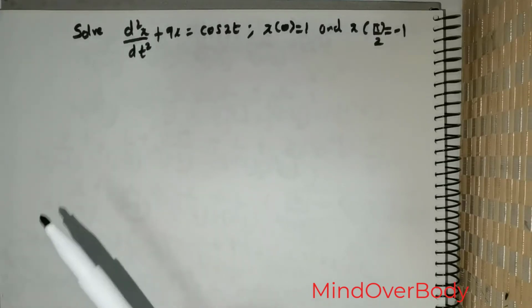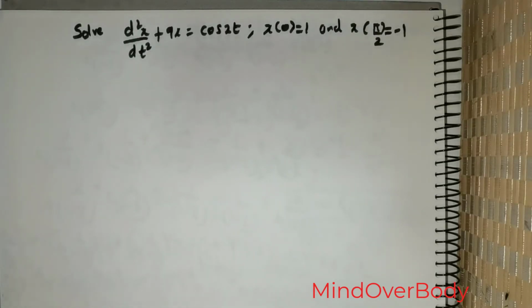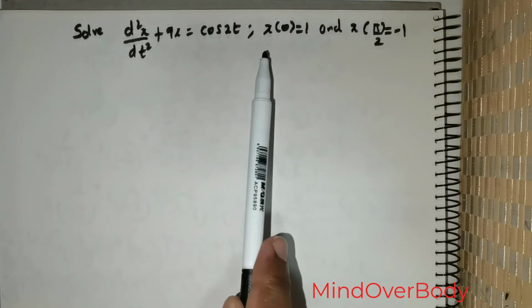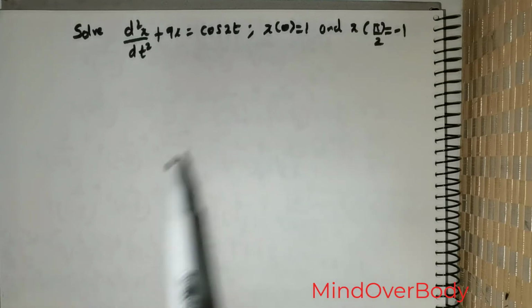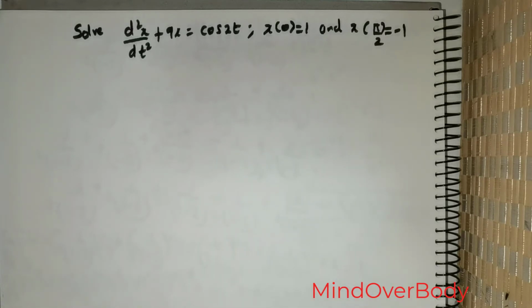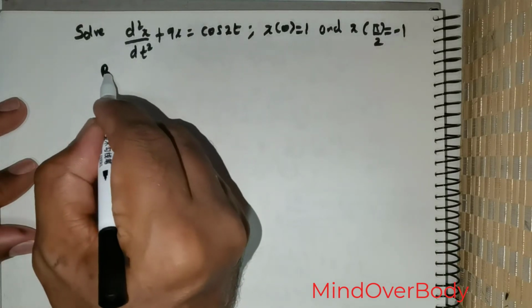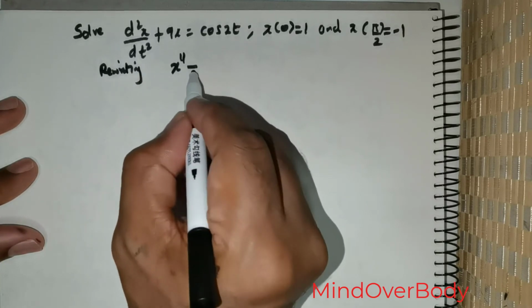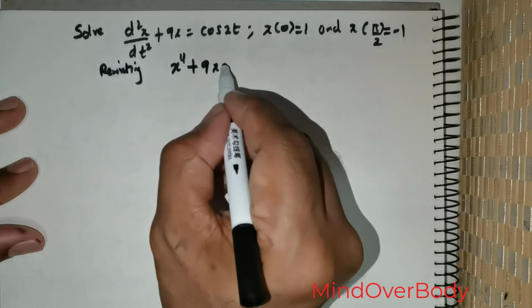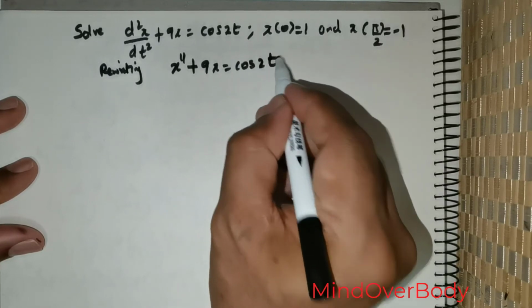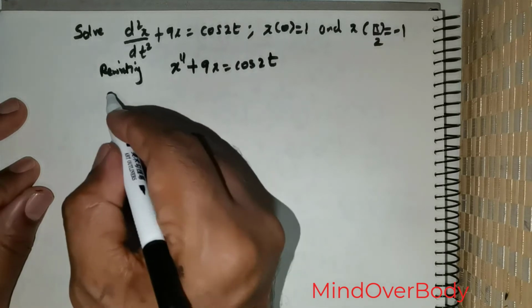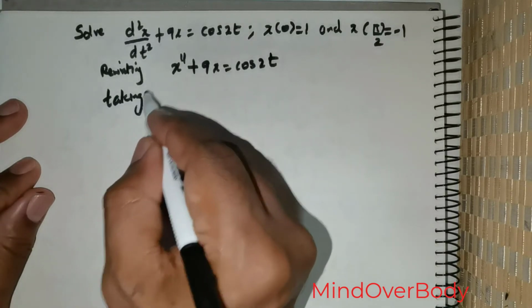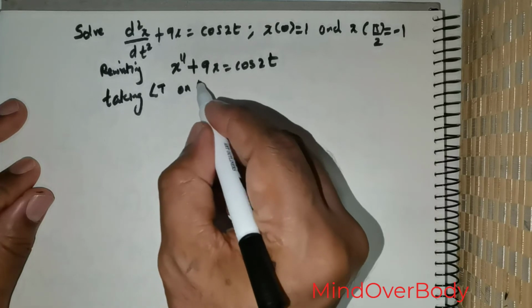Welcome, students. We've been given this question: d²x/dt² positive 9x is equal to cos 2t, with x(0) equal to 1 and x(π/2) equal to negative 1. Now this is a unique problem, and we will adopt a different approach to solve it. First, I will rewrite the given question as x'' positive 9x is equal to cos 2t. Next, I will be taking the Laplace transform on both sides.